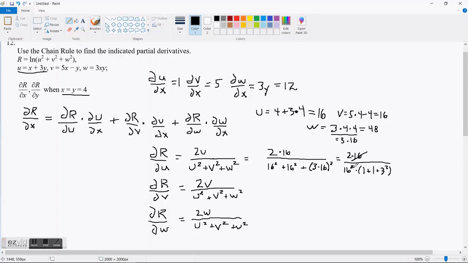And so we're going to be able to cancel a factor of 16 out of both the numerator and the denominator and get 2 over 16 times 11. But again, we can cancel a factor of 2 out of the numerator and denominator and get 1 over 8 times 11, or 1/88. And a similar process is going to give us 1/88 also for the partial of r with respect to v. And finally, the partial of r with respect to w is going to simplify to 3/88.